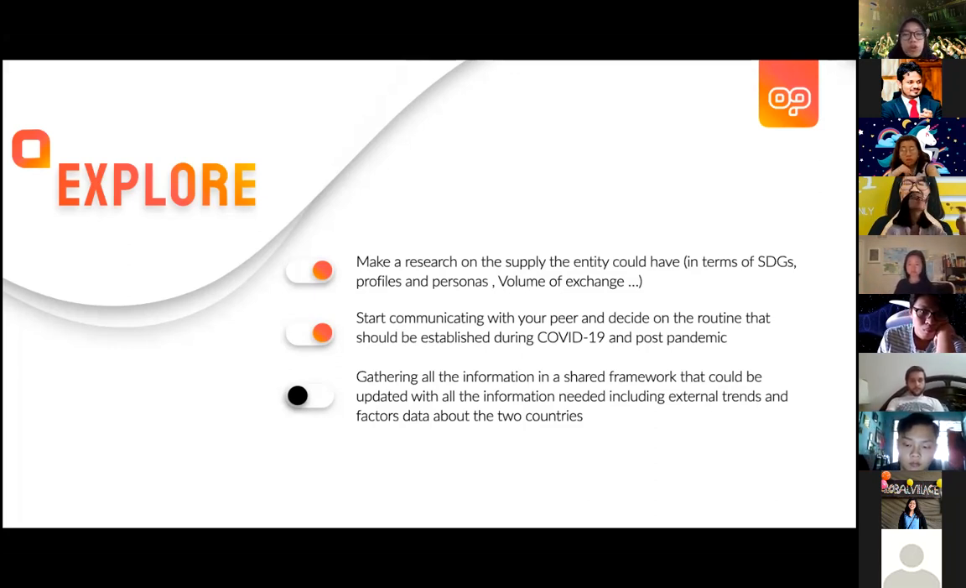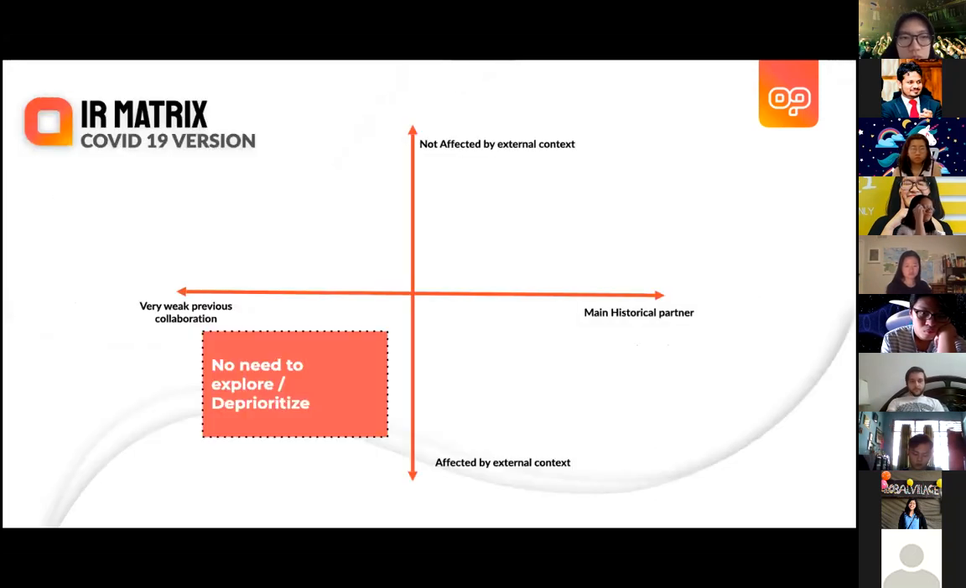But you don't have to figure it out now. You'll figure this out in your planning, gathering the information shared with the framework, which could be updated with all the information needed, including the external trends and factors about the two entities, your entities and also your IR partners' entities, your IR partners' countries. Cool, so that's the first one.